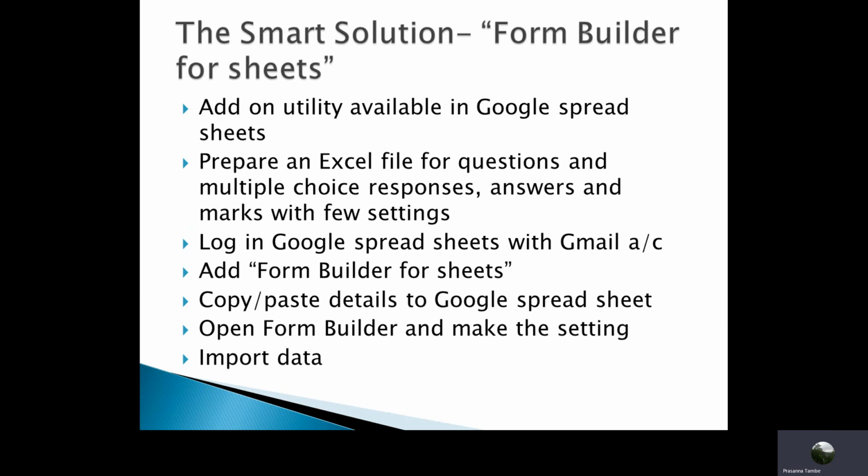Then we have to log in to Google Spreadsheet using our Gmail account. For the first time, we have to add what is called Form Builder for Sheets, which is an add-on utility. Then in the Google Spreadsheet, we copy paste all the details, whatever is ready in your Excel sheet. Then we simply open Form Builder, do some basic settings, and import data in a few seconds. So it's a very fast process of creating a Google form.